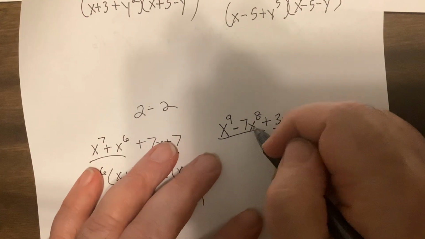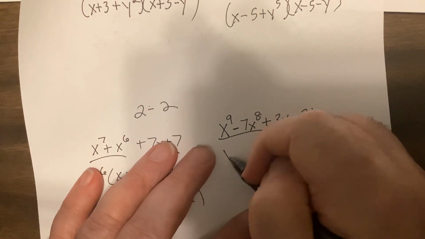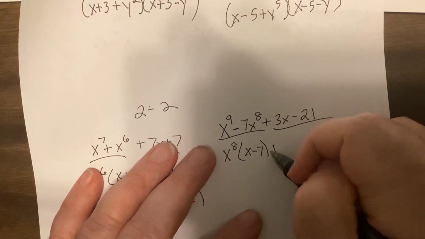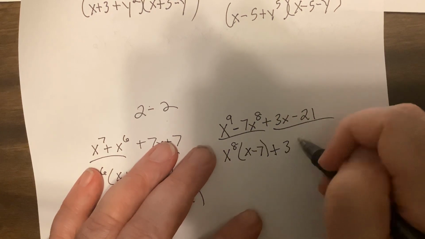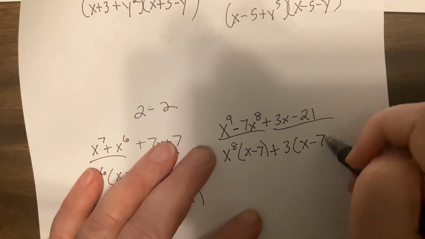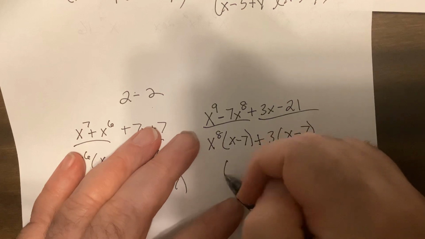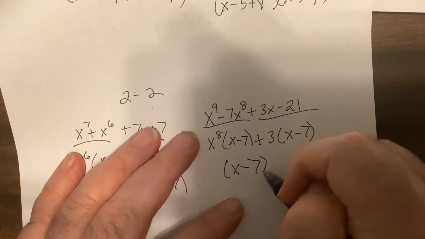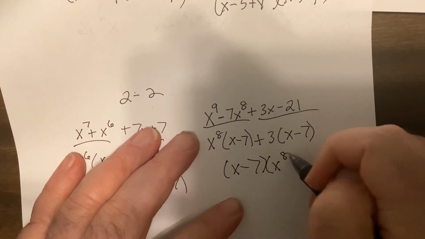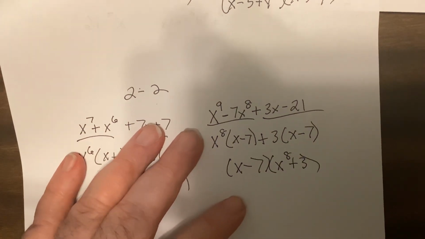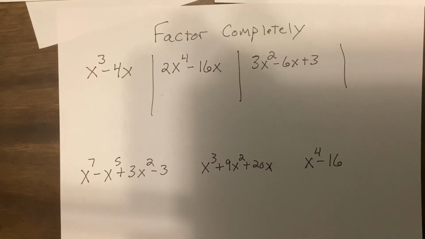Mercy. Here, factor out of x to the 8th. You'd have x minus 7. Factor out of 3. You'd have, well, my goodness, x minus 7. Who would have guessed? So we factor out of x minus 7. Ta-da!